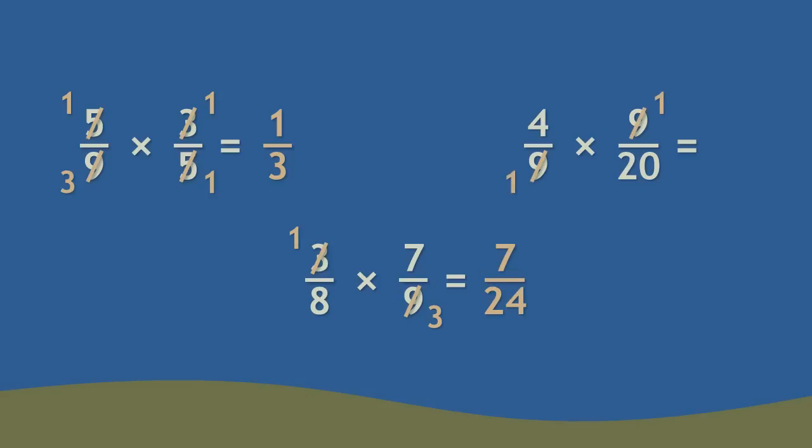Okay, last one. Let's look at our 9s. 9 goes into 9 one time, and 4 and 20, our common factor is 4. 4 goes into 4 one time, and 20 5 times. 1 times 1 is 1, and 1 times 5 is 5, so we get 1/5.